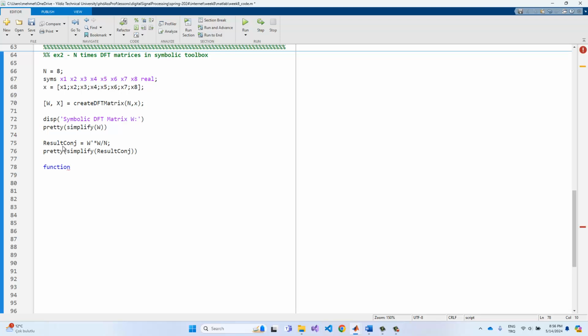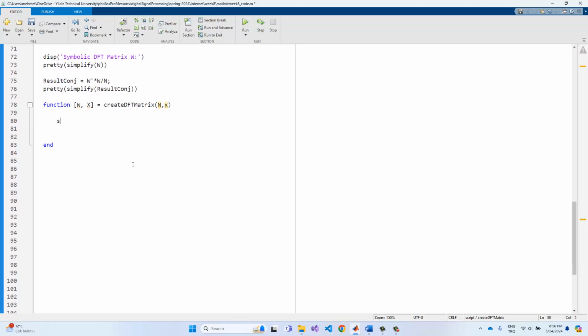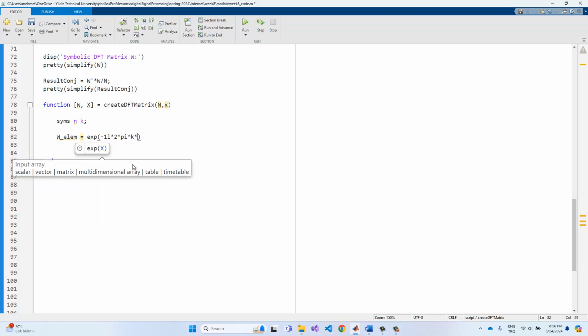So the function should be created here. W and X can be written as create DFT matrix in terms of N and X. These are the function. Firstly we need to create the syms N and K here, and W LM should be created with the exponential term of minus i times 2 times pi times k times n divided by N. Then W can be created as a symbolic matrix with zeros N times N. This is the initial condition of this W matrix. Then for k equal to 0 up to N minus 1, and for n equal to 0 to N minus 1.